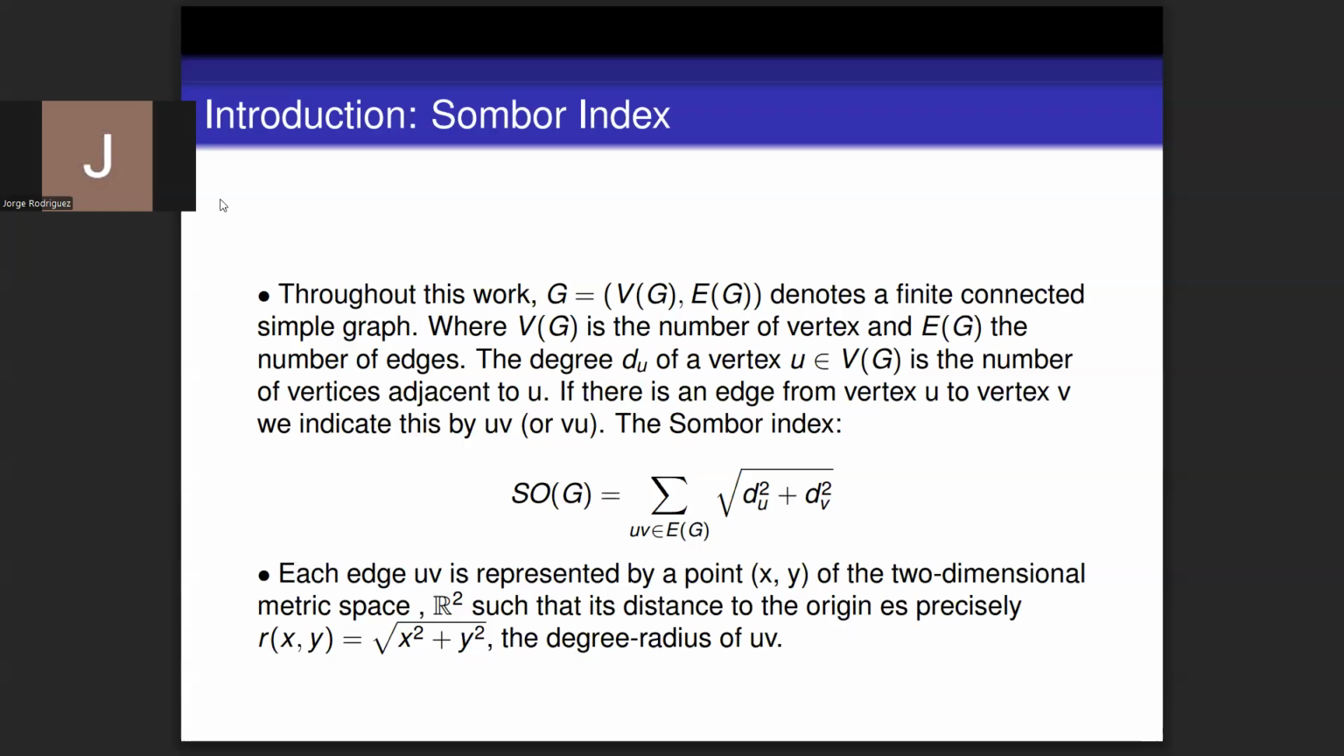With this said, we can define the Sombor index, which is as follows. It's simply the sum over all the edges connecting two vertices u and v of the square root of the degree of vertex u to the power of 2 plus the degree of vertex v to the power of 2. So each edge uv is represented by a point xy in the two-dimensional space, such that its distance to the origin is precisely the Sombor index of the edge uv. So summing over all the edges connecting these two vertices, u and v, we get this Sombor index.